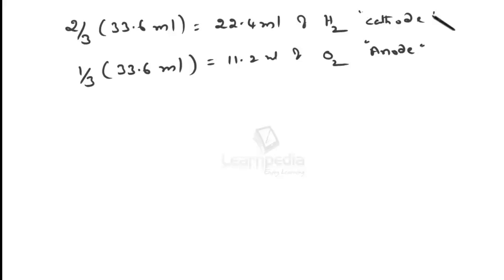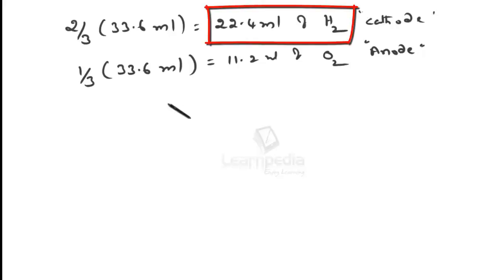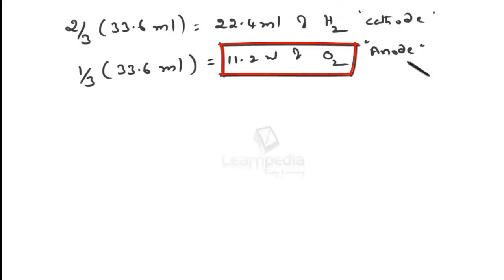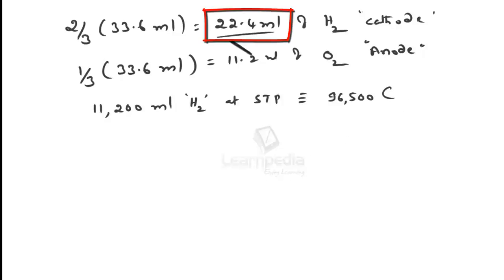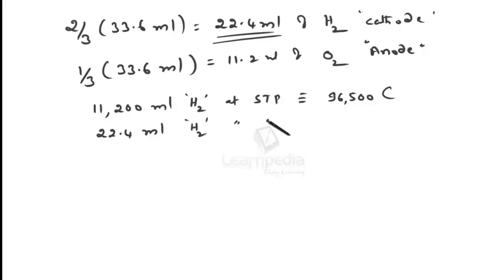Now we are given that 22.4 ml of hydrogen or 11.2 ml of oxygen is to be liberated during the electrolysis of acidulated water. For this purpose, what quantity of the electricity is to be used? And we know that every 11,200 ml of hydrogen at STP, that is 1 equivalent of hydrogen, is given out by 96,500 coulombs of electricity, that is 1 Faraday. But how much of the hydrogen is liberated at STP? 22.4 ml. So to get that 22.4 ml of hydrogen at STP, what quantity of electricity in coulombs is used?